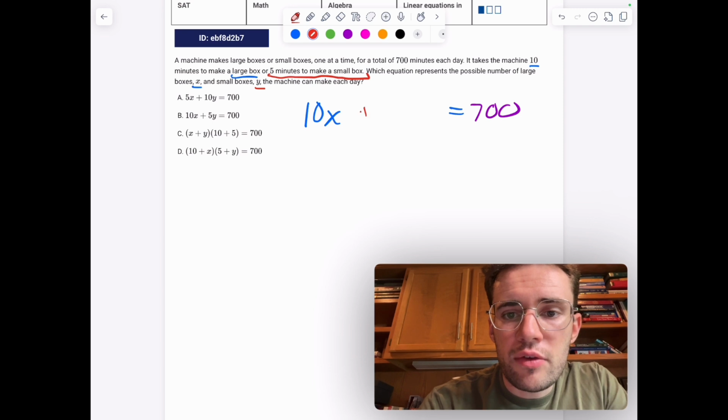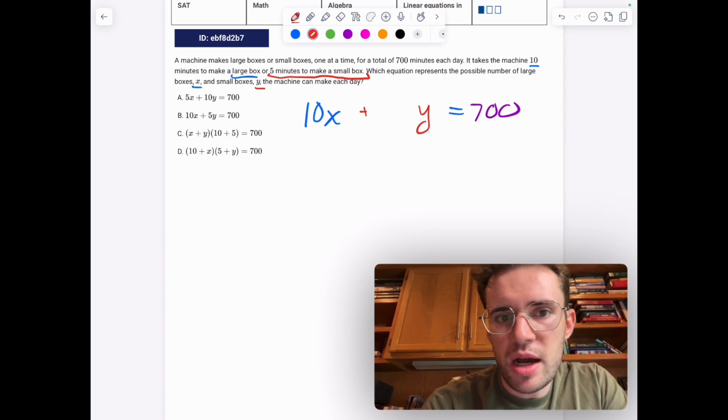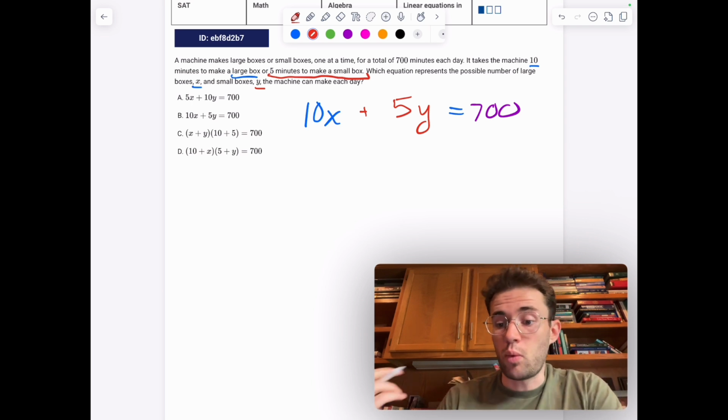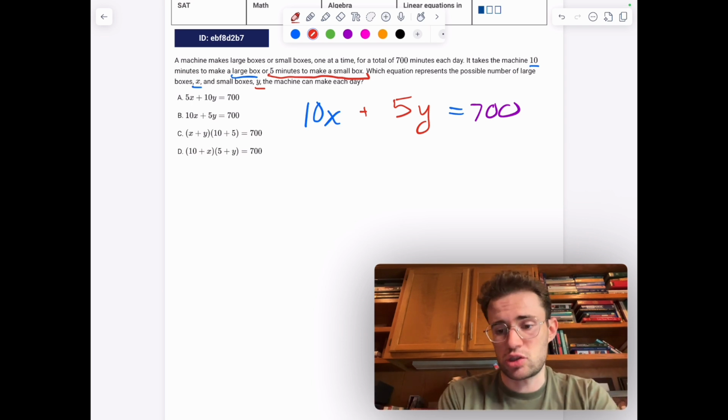Now, if we have the small boxes, y is the number of small boxes. You multiply that by the time per box. So 5 times y, same thing. To make one box takes 5 minutes. To make 5 boxes takes 25 minutes, and so on.